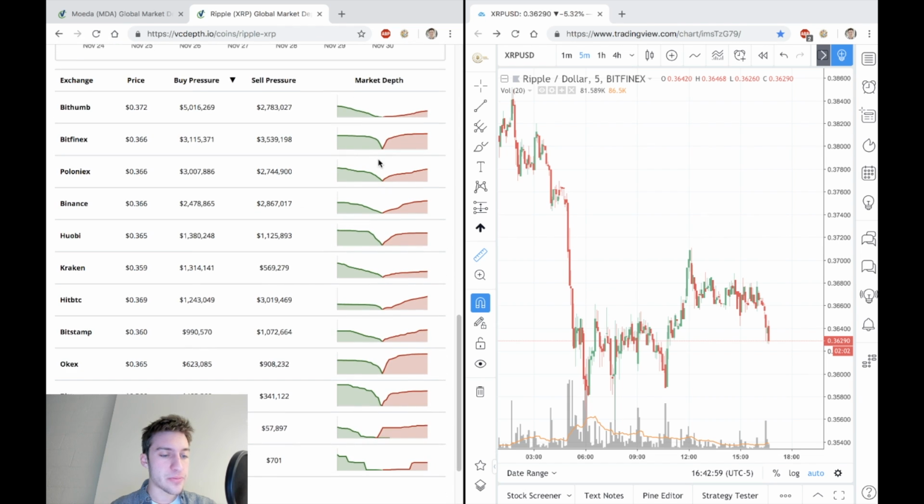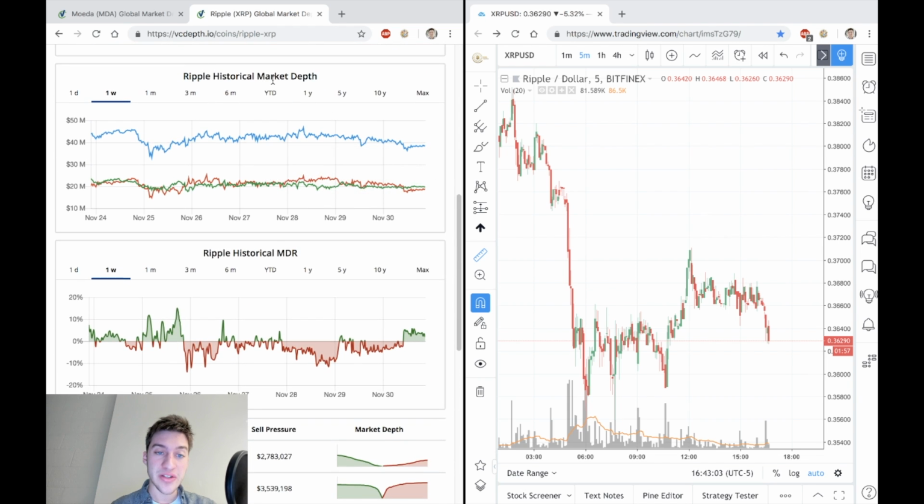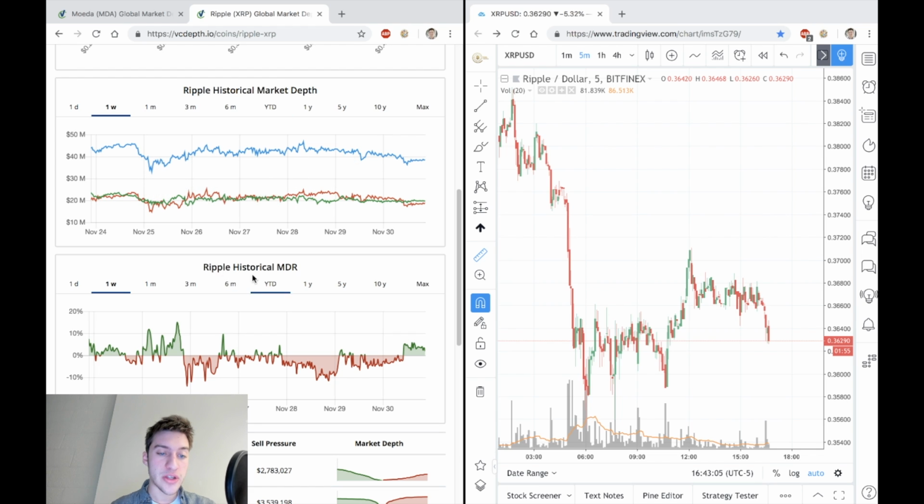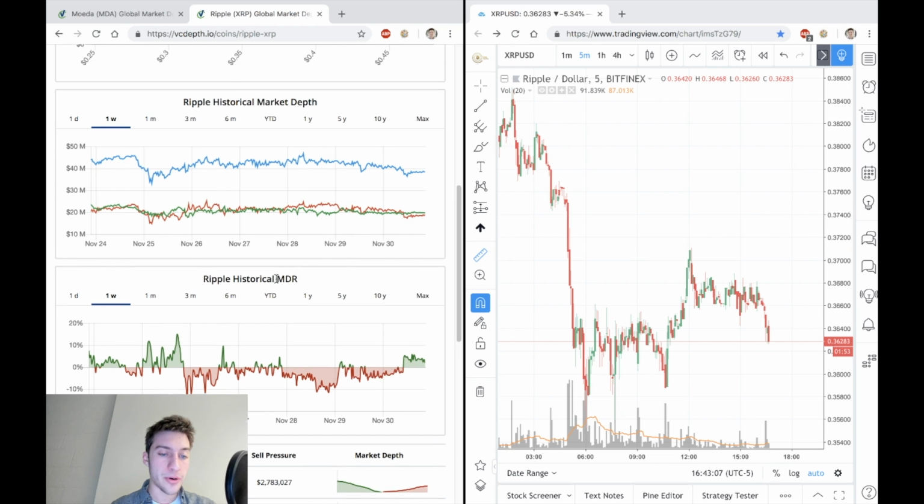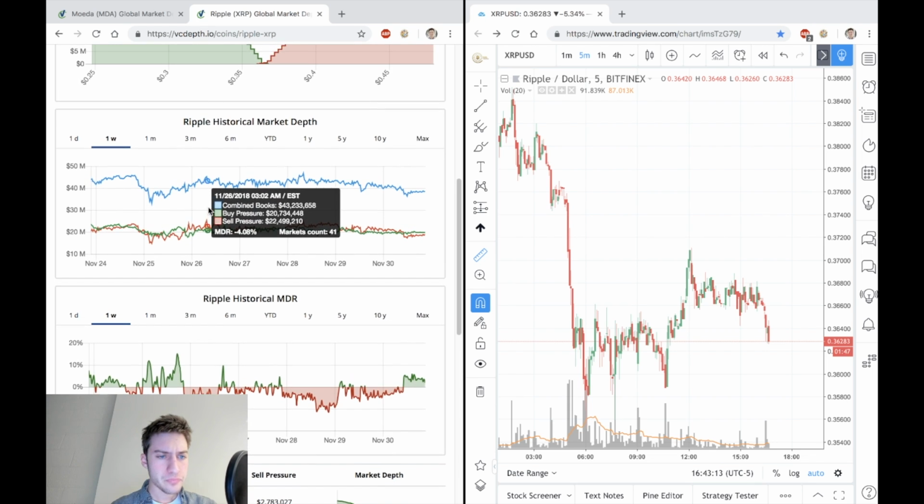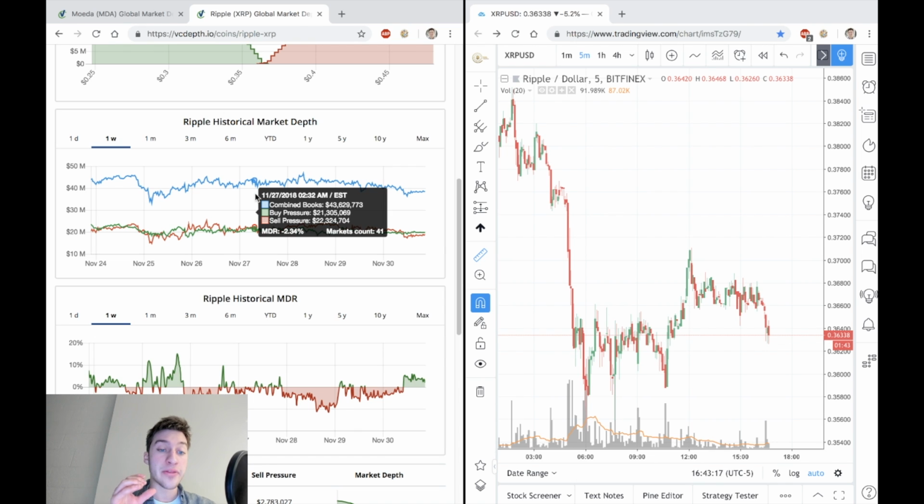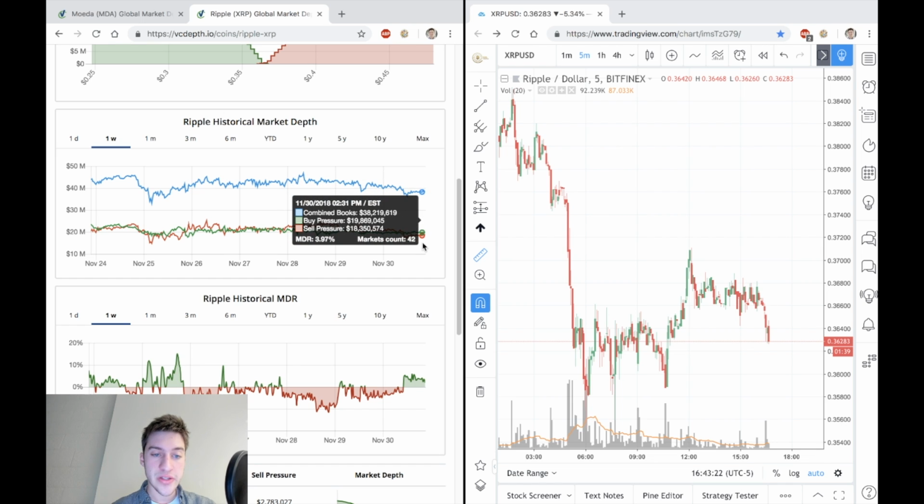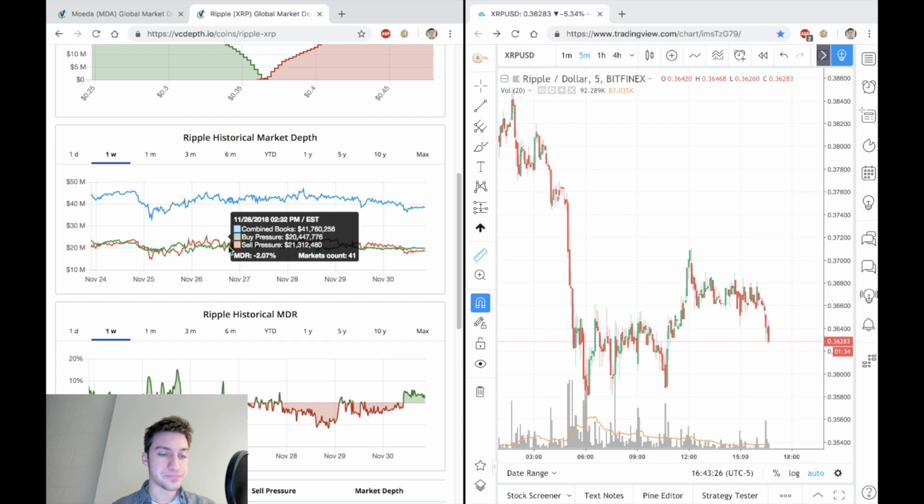We're getting this information from all of these exchanges pulled together. What we see here is the historical market depth and the historical MDR. And remember, market depth ratio is just showing us the percentage of difference between the bids and the offers. The blue line is just the combination of the bids and the offers in USD value. Green is bids. Red is offers, also known as asks.